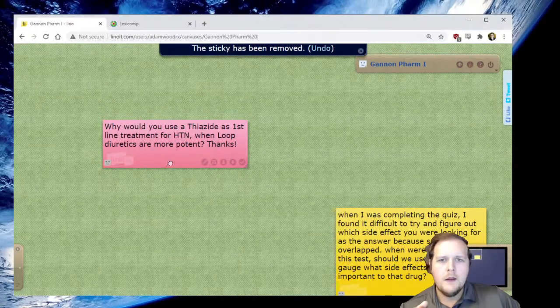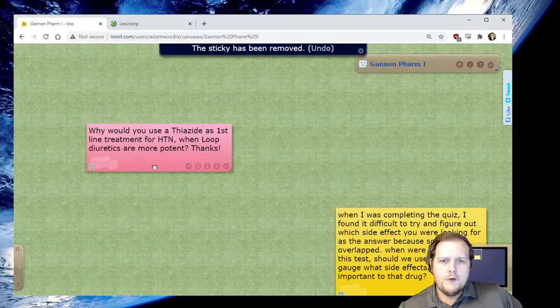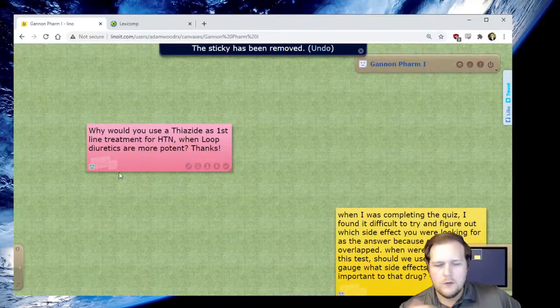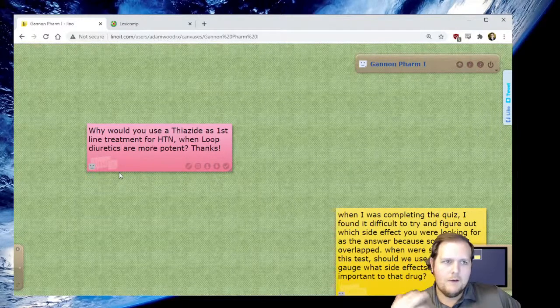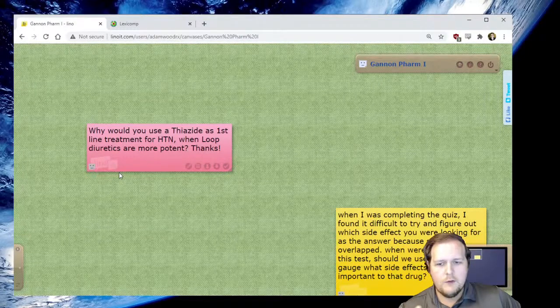That's totally fine. Okay, why would you use a thiazide as first-line treatment for hypertension when loop diuretics are more potent? Thanks. A lot of reasons, right? Remember, loop diuretics are bad antihypertensives. You don't use them as antihypertensives in general, right? Loop diuretics are meant to get rid of fluid off the body, right? If the hypertension is due solely to that buildup of fluid in an acute sense, then yeah, those can help. And that's going to be more like on an in-hospital sort of sense.